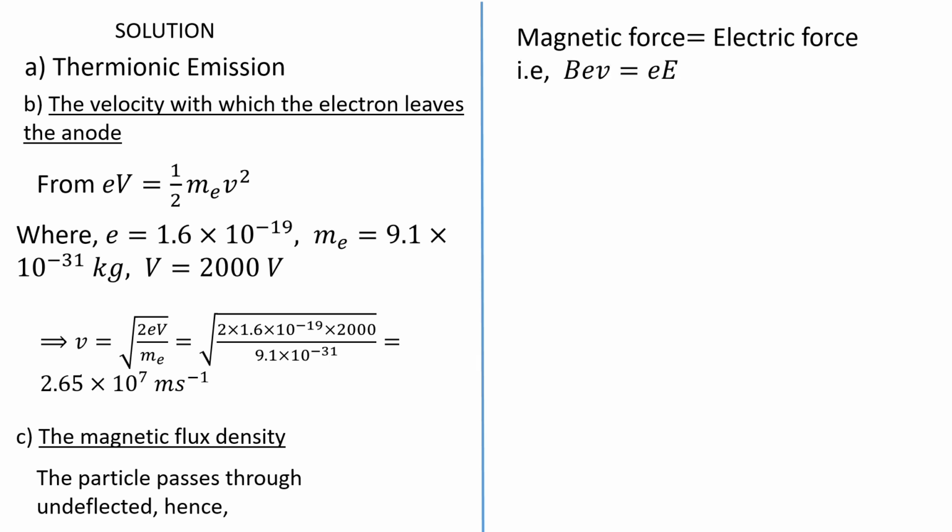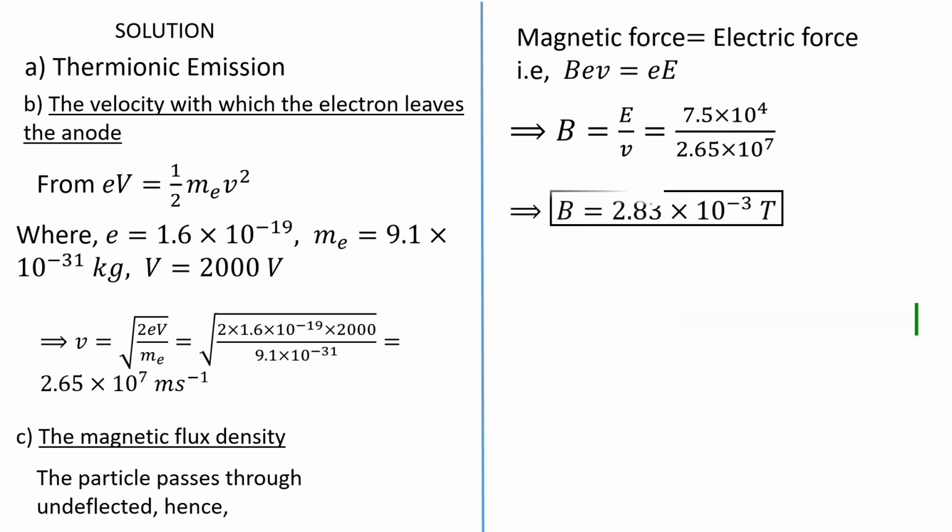That is, Bev is equal to eE. Now B there stands for the magnetic flux density, small e stands for the charge of the electron or the particle, v stands for the velocity that we have previously calculated, and capital E stands for the electric field intensity given in the question. So making B the subject of the formula, we have that B is equal to E all over v, and we just replace our data. E was given in the question and then v was calculated in B above. So we have our B as 2.3 times 10 to the negative 3 tesla.